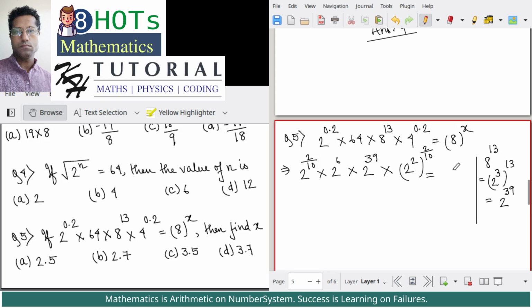On the right hand side we are having 8. Let's convert 8 as a power of 2. So 2 cubed, this whole raised to the power x. So the idea is we will convert both the LHS and RHS as a power of 2, and then we will equate the powers.